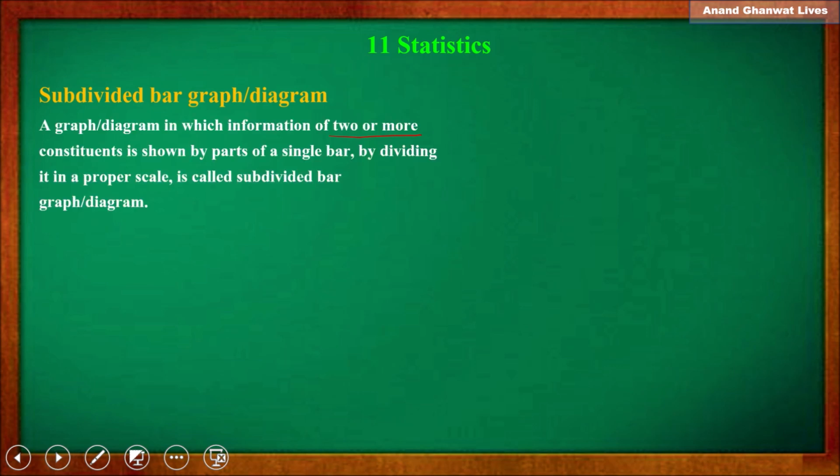Let us understand the meaning. The graph or diagram in which the information of two or more constituents, two or more factors, is shown by parts of the single bar. Means we are taking here a single bar, and the single bar will be divided in proper scale to show two or more constituents. That type of bar graph is called a subdivided bar graph.